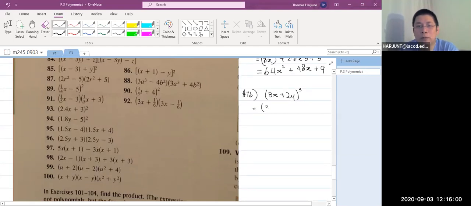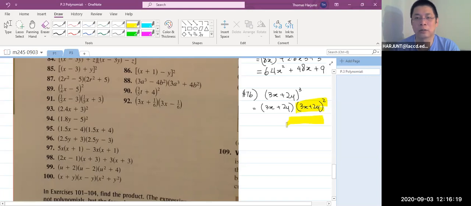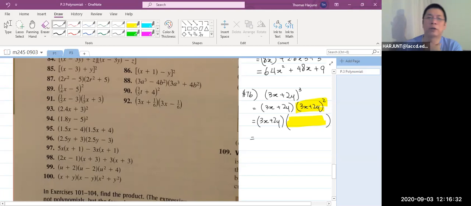Make it into squared first. So 3x plus 2y times 3x plus 2y being squared. Now what you do is use the perfect square for this, right? Then you will get 3 terms here. And then with those 3 terms, you FOIL further. Let me give you 2 minutes from here.